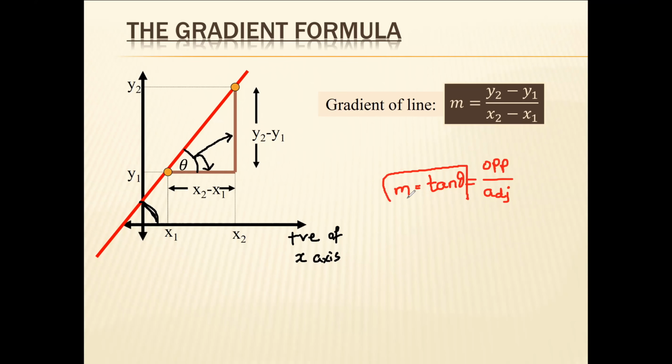This applies when you are given theta, which is the angle between the line and the positive direction of the x-axis. Remember, this is important: the positive direction of the x-axis. If the angle is made with the y-axis or with the other side of the x-axis, then you need to convert it to the positive side, and then find tan theta, which will give you the slope of the line.